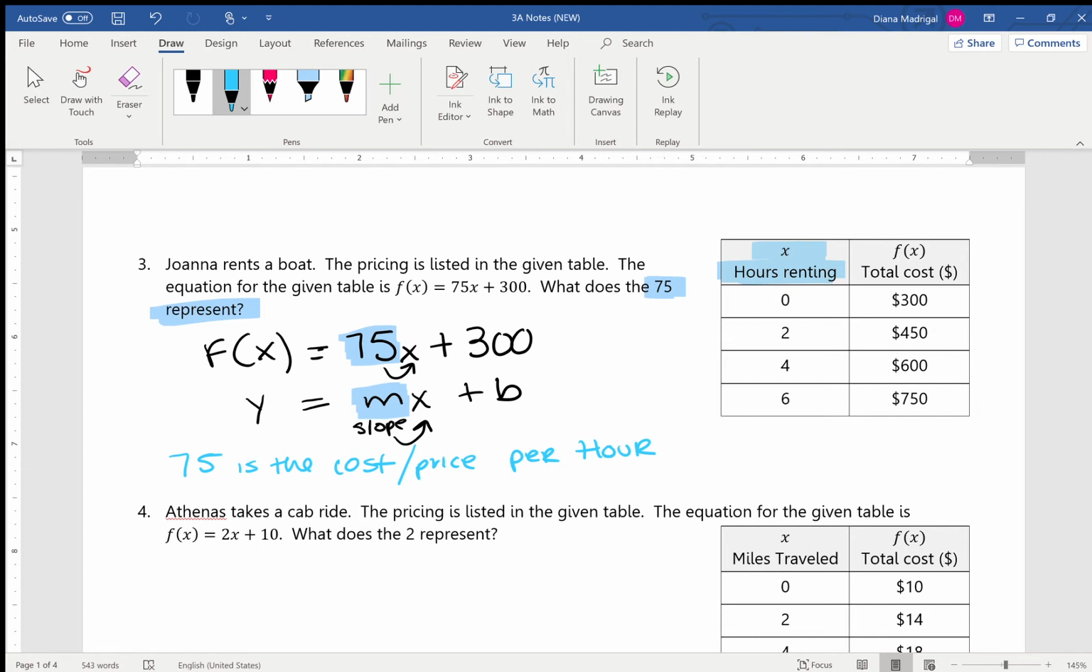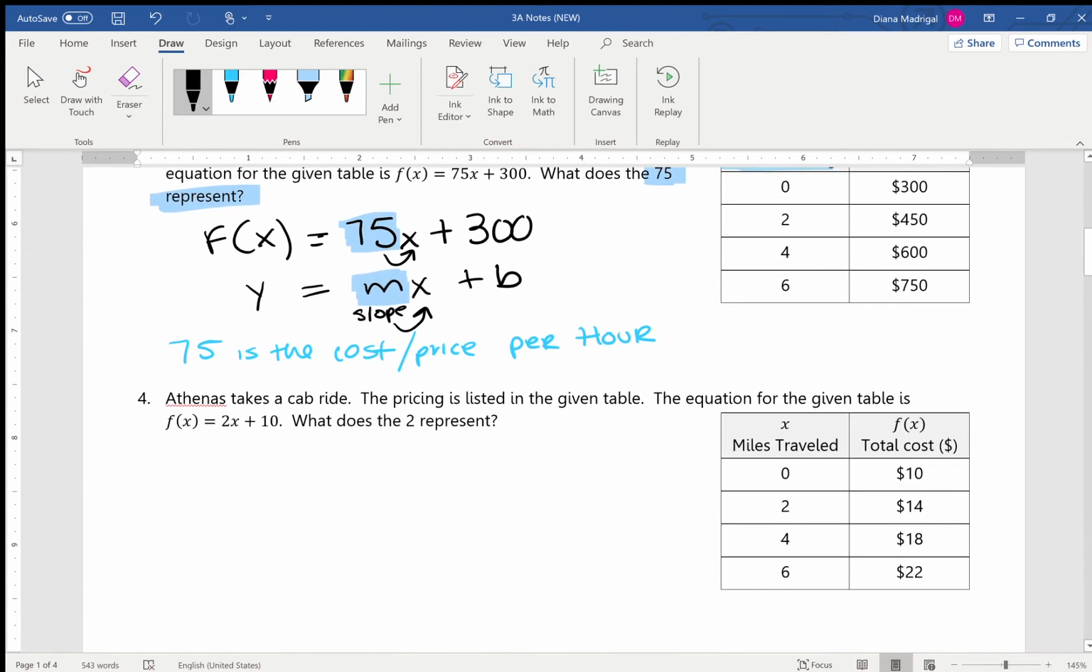Okay, be careful. Some of you guys are going to say that 75 is the hours renting. No, that's wrong. X is the hours of renting. 75 is next to X, so 75 has to be the cost per hour. Okay, so that's my answer for this one. 75 is the cost per hour.